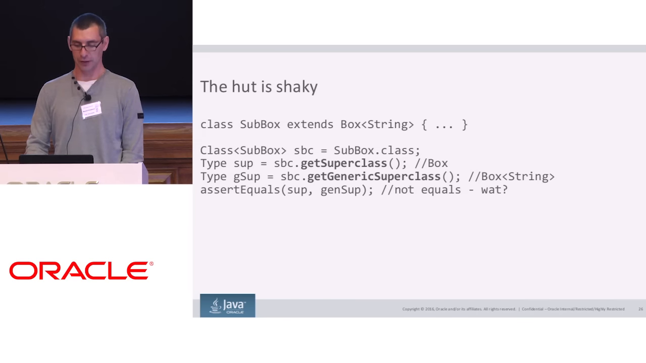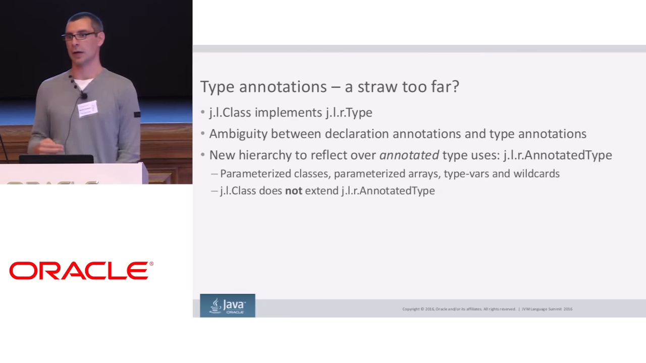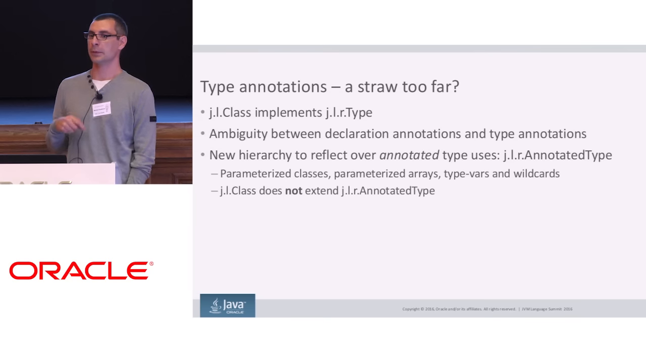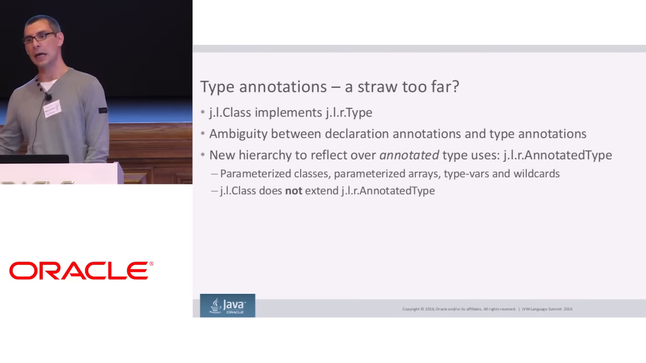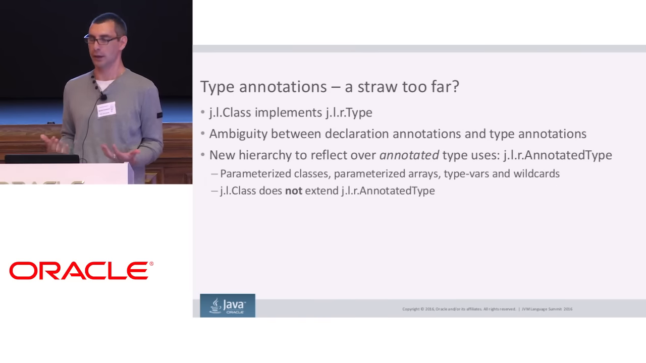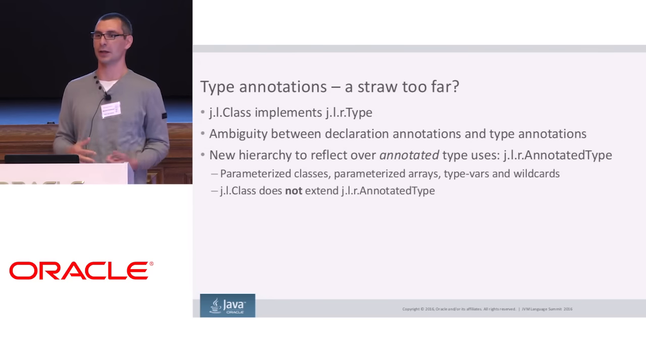This is not the end of the story, though, because in JDK 8 we added type annotations. So you can annotate not only declarations, but also types. And the problem now is that Class is both a type and a declaration. So if we add some method for getting annotations on the type abstraction, Class will inherit it, and so Class will become inherently ambiguous and could expose both type annotations and declaration annotations.